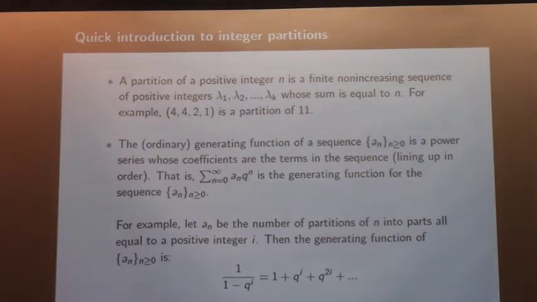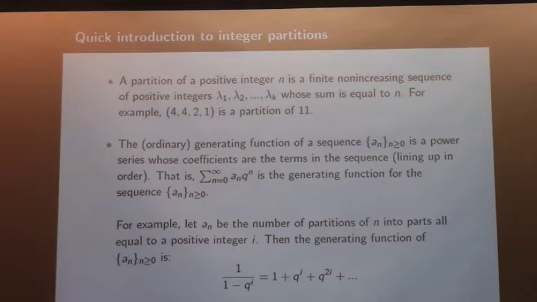So hopefully you all know a little bit about the ordinary generating function of a sequence a_n. It is a power series whose coefficients are the terms in the sequence lined up in order. That is, the sum from n equals 1 to infinity of a_n q^n is the generating function for the sequence a_n. For example, let a_n be the number of partitions of n into parts all equal to a positive integer i. Then the generating function for a_n is just 1 over 1 minus q to the i, which is 1 plus q to the i plus q to the 2i, and so on.